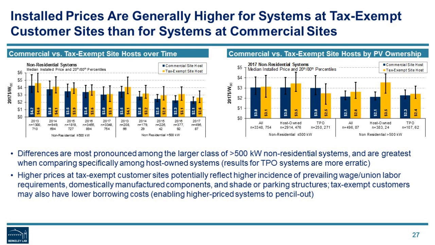When we compare installed prices between tax-exempt and for-profit commercial site hosts, we find a pretty consistent trend of higher prices for tax-exempt customers. And you can see that most clearly in the figure on the left, and the differences are most pronounced for the larger non-residential systems. And there are a number of potential reasons for this. In some cases, tax-exempt site hosts may have more stringent requirements related to the use of union labor or prevailing wages, or may have requirements for domestically manufactured components.